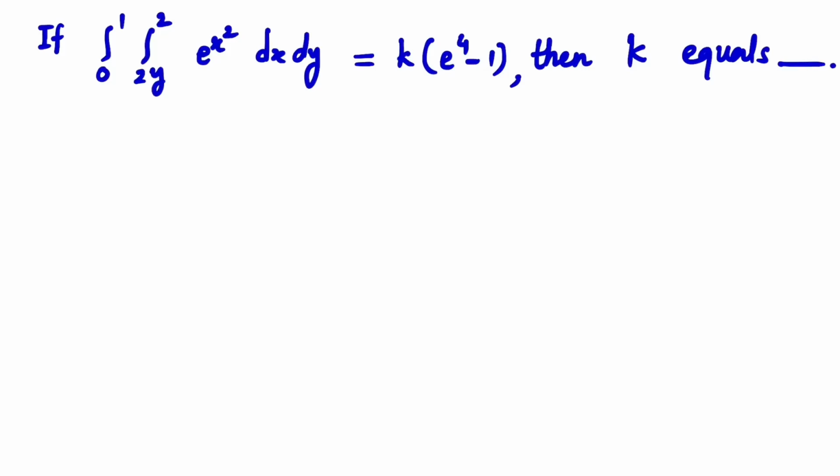In this video we are going to solve a question from IIT JAM 2020, and this question is from calculus. This question is from section C, that is we just have to put the numerical value here. Now here we have a double integration and its value is k times e raised to 4 minus 1, and we need to find the value of k, right?